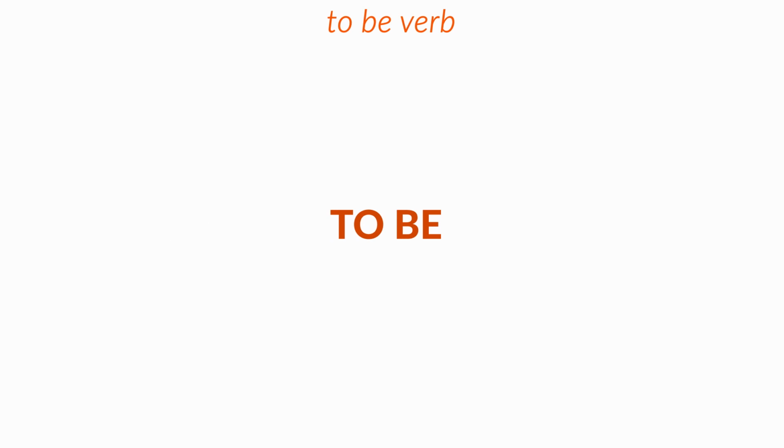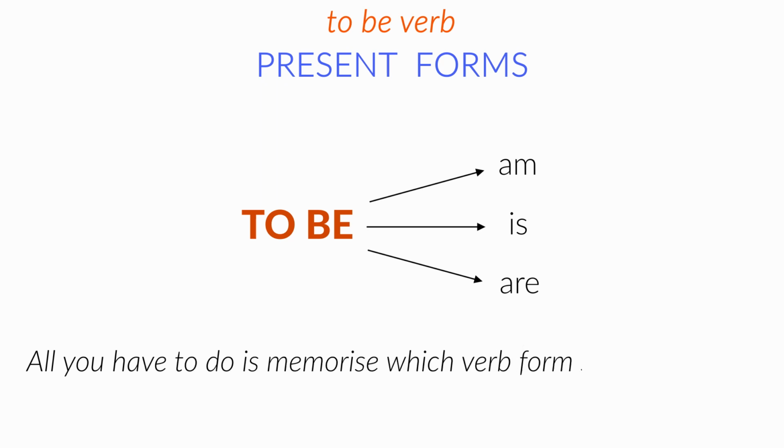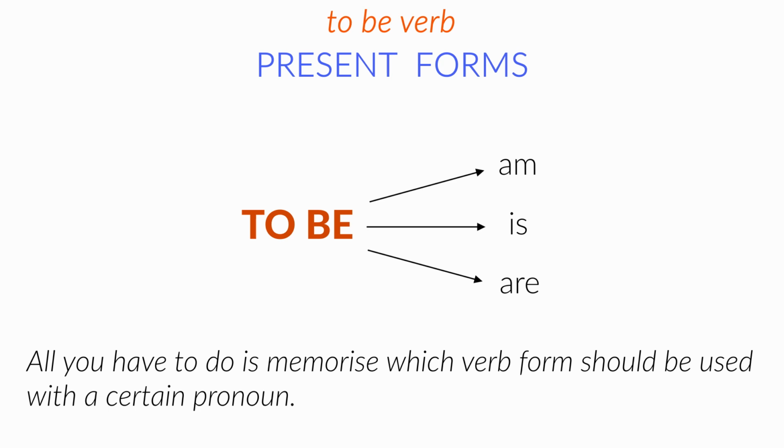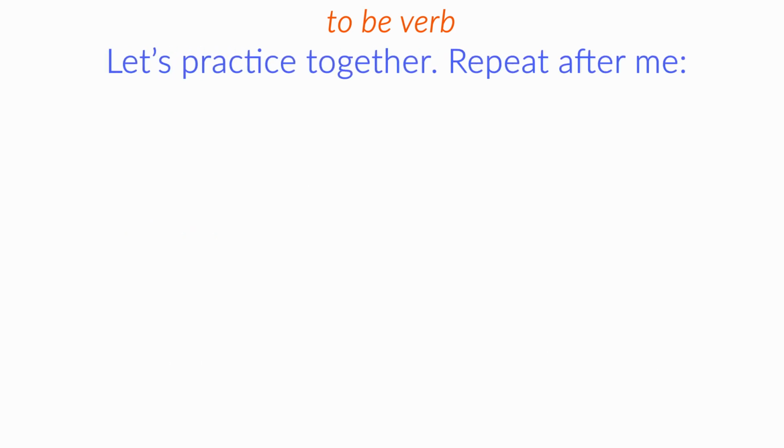Well, watch its transformation in the present. The to be can be am, is, or are. All you have to do is memorize which verb form should be used with a certain pronoun and practice them out loud because oral drilling promotes long-term memorization. Let's practice together. Repeat after me.